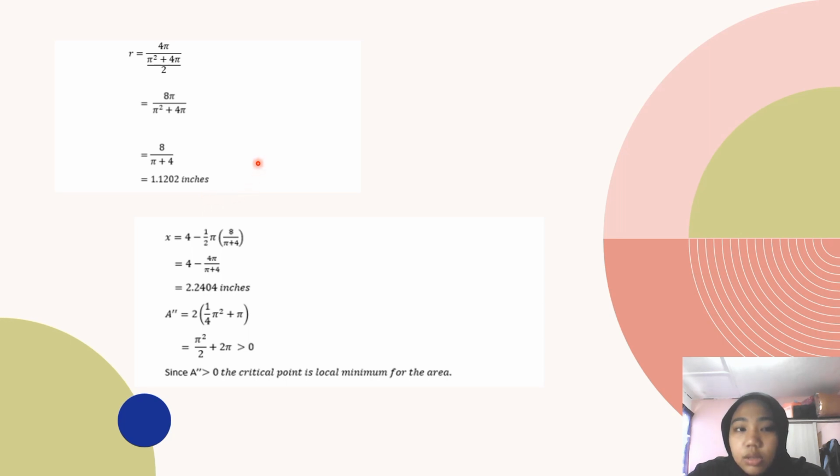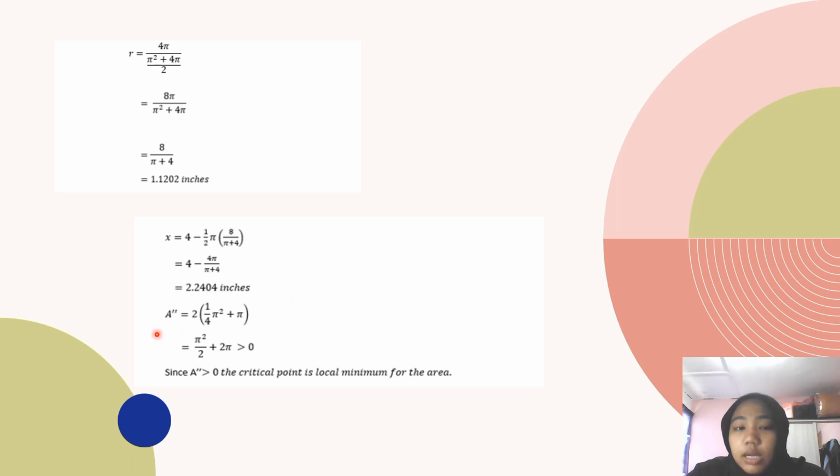And then that r is the radius for the circle. And then we substitute the r value that we get to get the x, which is 4 minus 1 over 2π bracket 8 divided by π + 4 bracket, and then 4 minus 4π divided by π + 4 equal to 2.2404 inches.